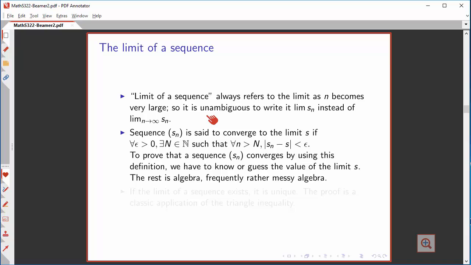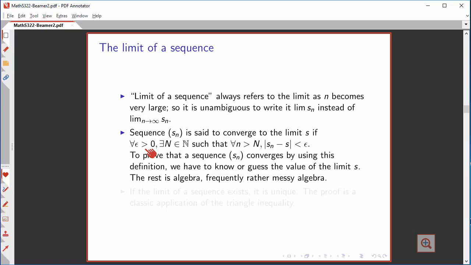Now for the key definition. A sequence, s sub n, is said to converge to a limit s if, by making n large enough, you can get all the remaining values in the sequence to be as close as you like to the limit s. So let's consider how we write this formally.